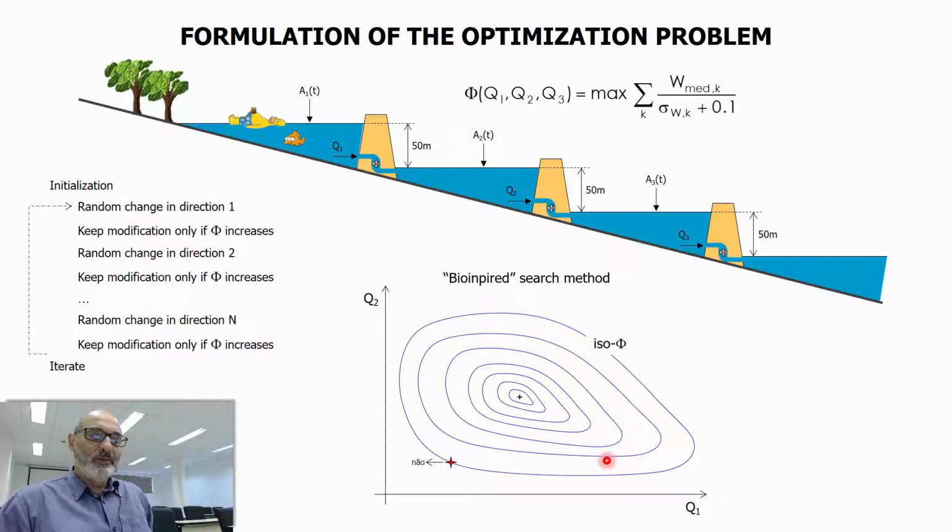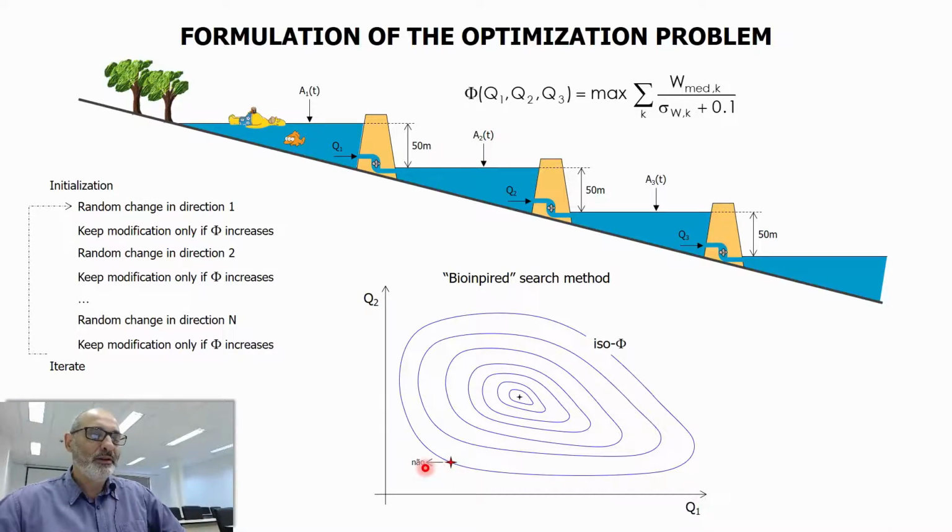Okay, it's very, very simple. I'm going to explain here. It is written here, and I'm using only two variables because it's simpler to explain. So follow me, bear with me. You start by stating that the flow rate Q1 is going to be this value and Q2 is going to be this value. Okay, then you make a random variation of one of those.